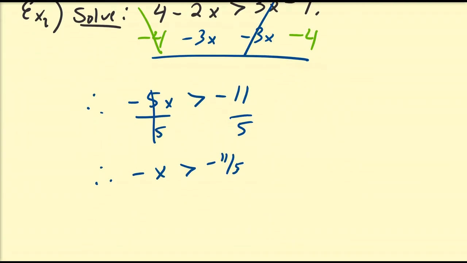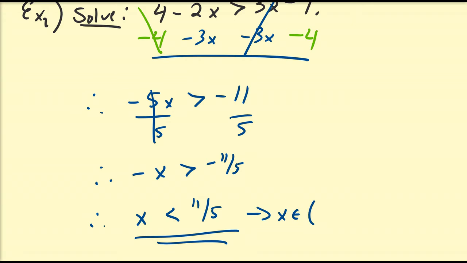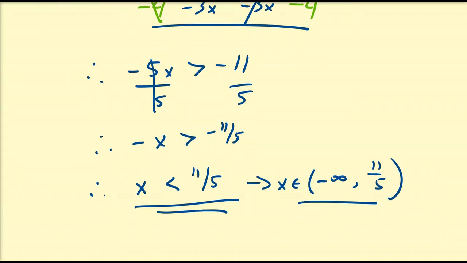So if negative x is greater than negative 11 fifths, that means positive x must be less than positive 11 fifths, which is by the theorem that I had proven above. So any number less than 11 fifths will satisfy. So 10 fifths, 9 fifths, 8 fifths, 0, negative 5, and so on will satisfy. So that means any number in the interval minus infinity up to 11 fifths, but not including it, will work.